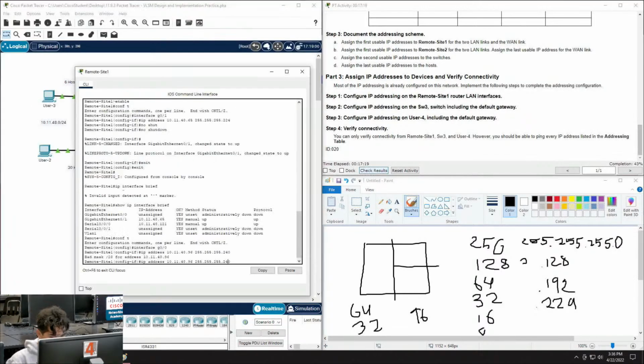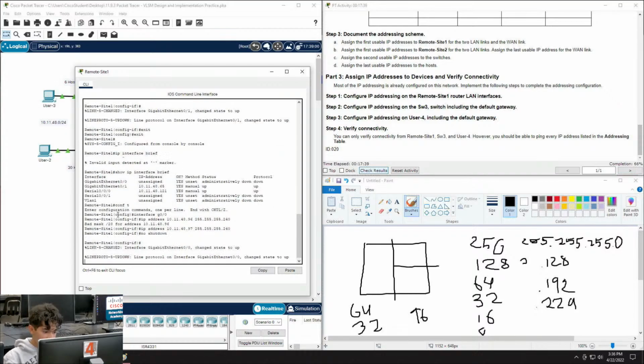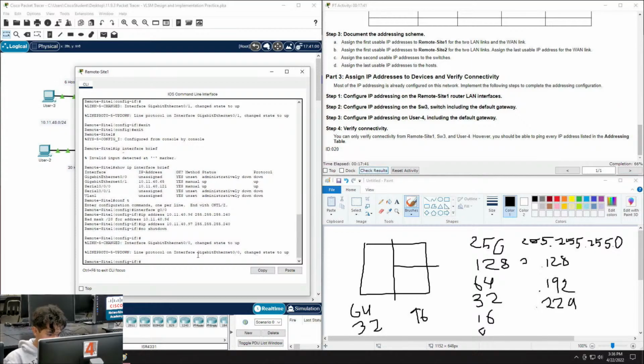Struggling just a little bit. Okay, this would be 224 plus 16. Oh, shoot, it's 97. Okay, this is what I was talking about. 97 and 224. Okay, there you go. No shutdown. Just to make sure the interface is on.